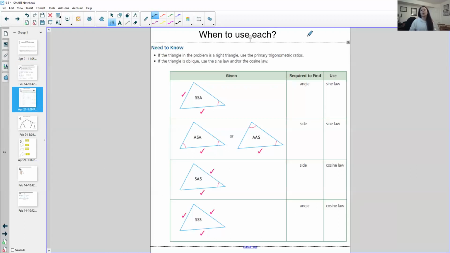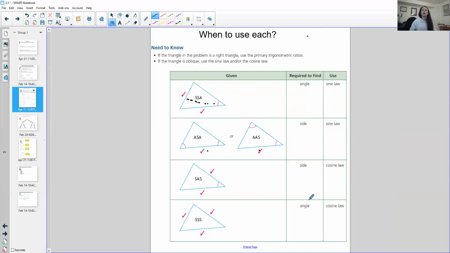In your textbook, at the end of this particular section, they give you this chart to help you identify sine and cosine laws. So just to remember, if you're looking at the sine law, you either need two sides and an angle across from one of the sides. The other way is you can have any two angles and a side, and you should be able to use your sine law.